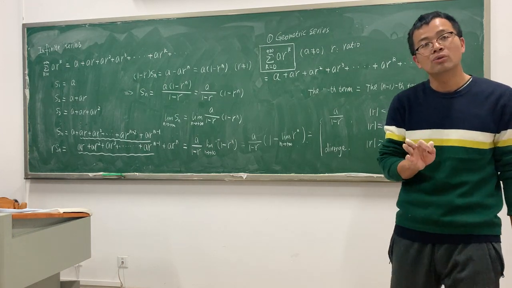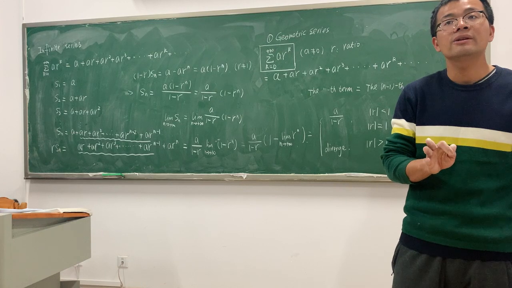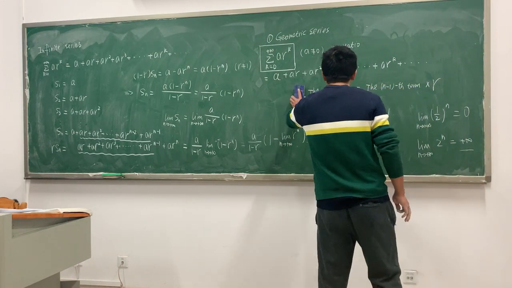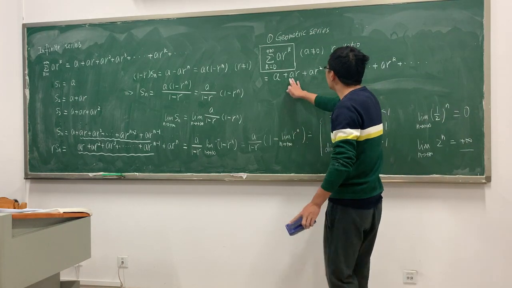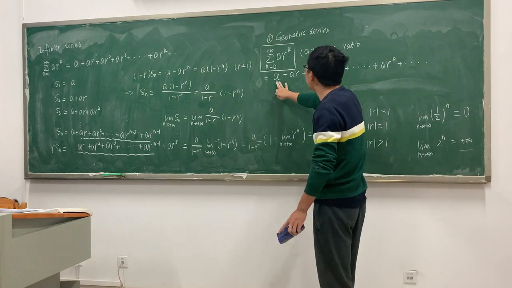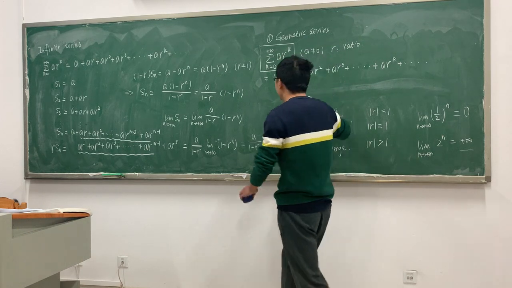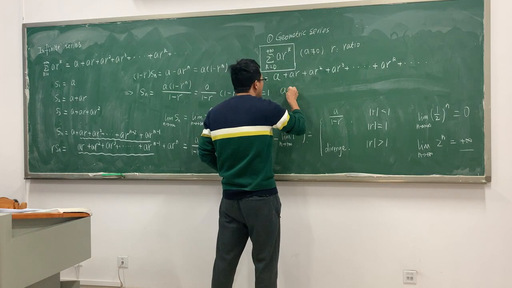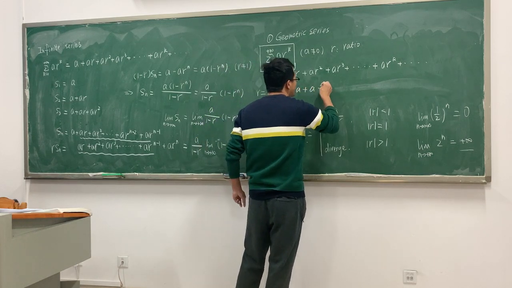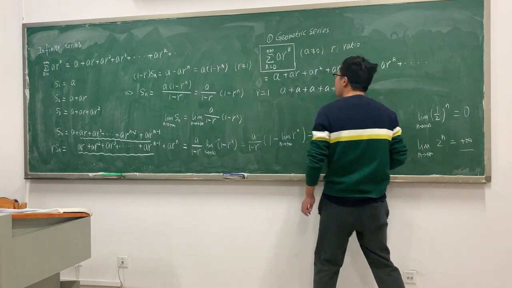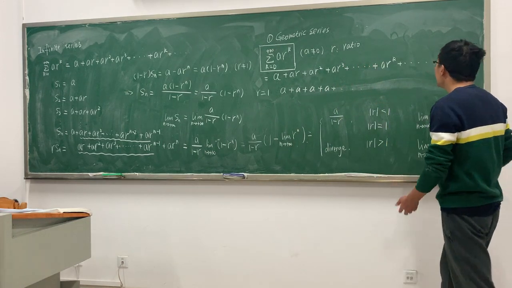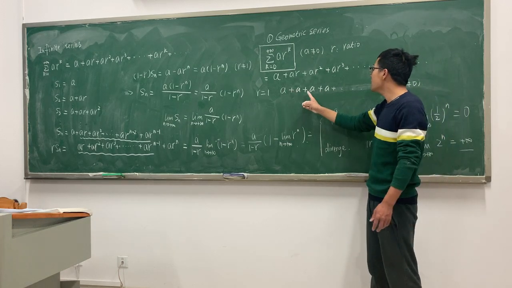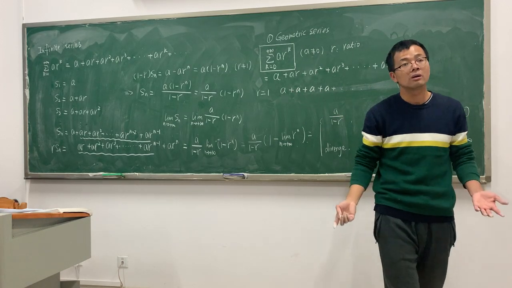The first is r equal to 1. The second is r equal to minus 1. Now when r equal to 1, we can see this series is a plus a plus a plus a, and so on, because a is not equal to 0. So this a plus a plus a plus a, what will this go to?